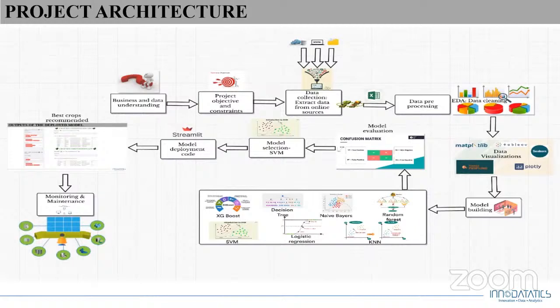Multiple models are built such as random forest, KNN, logistic regression, naive Bayes, decision tree, XGBoost, and SVM. All these models are evaluated by using accuracy, precision, recall, sensitivity, and F1 scores. Finally, the SVM model is chosen that has the best accuracy. This model is deployed to create a web app using the Streamlit library. This way, best crops are recommended to the farmers. Finally, the deployed model is continuously monitored and maintained by tracking and analyzing production model performance to ensure acceptable quality.